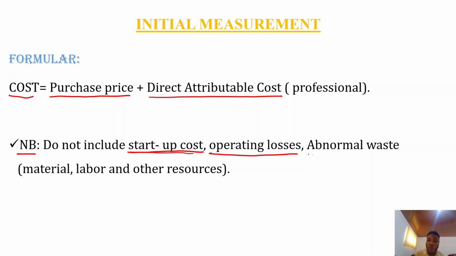Abnormal waste. When you talk about abnormal waste, for every construction, for every activity undertaken, there's an estimate for normal waste. But immediately the waste exceeds that normal waste, then this is as a result of inefficiency. So you cannot add it as part of the cost of the asset. So that is what initial measurement is about.